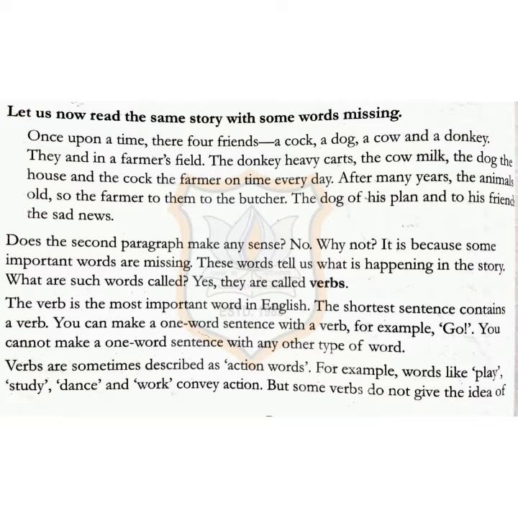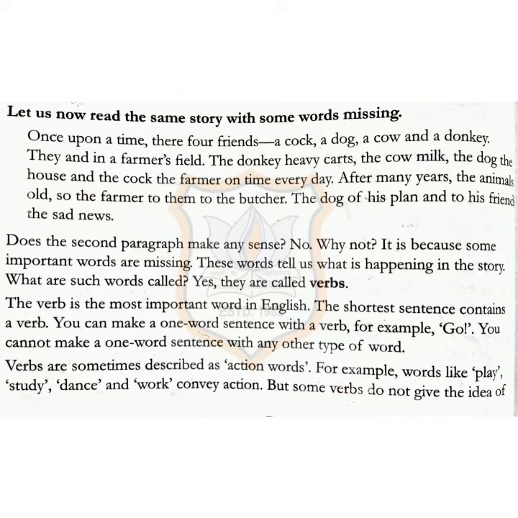Now here in the second paragraph, have you seen that some words are missing? Those are known as the verb. The verb is the most important word in English. The shortest sentence contains a verb. You can make a one-word sentence with a verb. For example, go. You cannot make a one-word sentence with any other type of word.